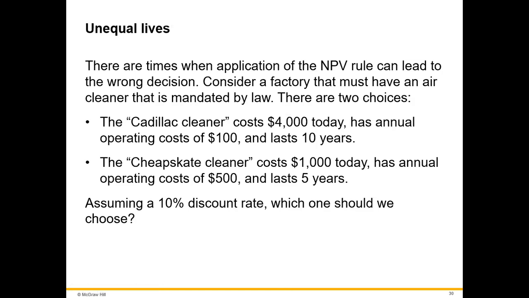Finally, there are times when application of the net present value rule can lead to wrong decisions, especially when you have unequal lives of two choices. So here you have a company that wants to consider a factory that must have an air cleaner that is mandated by law. They could buy the Cadillac cleaner, which costs $4,000 today and has annual operating costs of $100 and lasts for 10 years. Or they could buy the cheapskate cleaner, which costs $1,000 today, has annual operating costs of $500 and lasts 5 years.